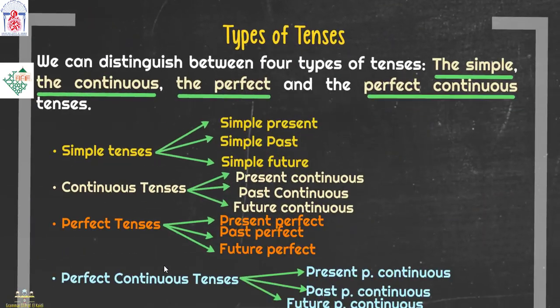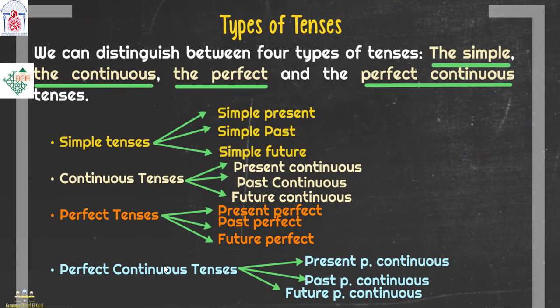All right. Now, types of tenses. We have generally four types of tenses, as I illustrate here. We have the simple tenses, the continuous tenses, the perfect tenses, and the perfect continuous tenses, right? Now, what are the simple tenses? The simple tenses are the simple present, the simple past, and the simple future.